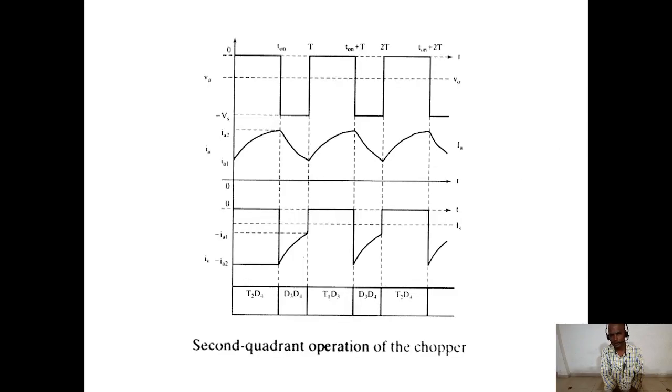And similarly, like the first quadrant operation, we have two sequential operations again. In the first case, the transistor T2 and the freewheeling diode D4 are in the on state during the on period, and in the second case, for getting no load voltage, D3 and D4 are in the on state.